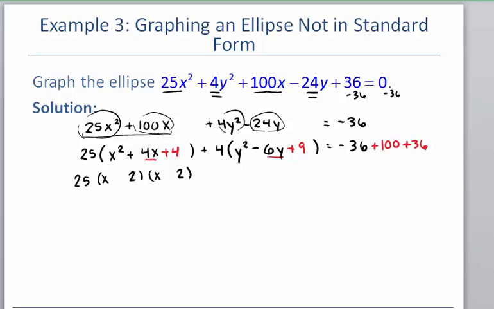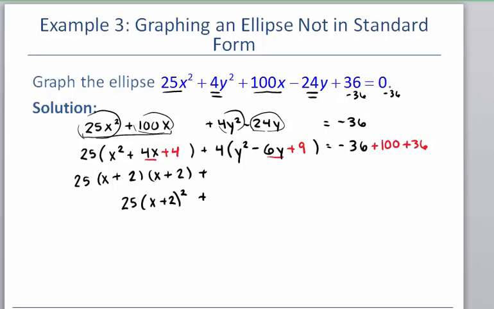And they either both have to be plus or they both have to be minus. And since there's no minuses anywhere in my problem, I'm going to go ahead and make them both plus. And so this part becomes 25 times x plus 2 squared. And then we're ready to move on to the y's.